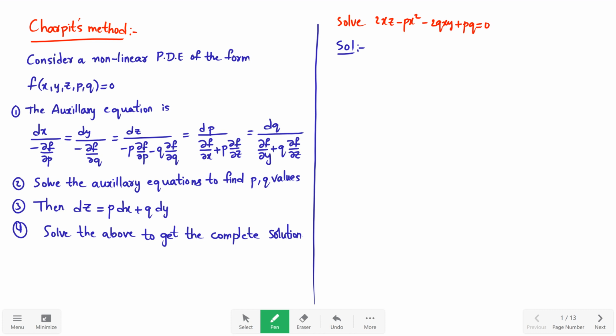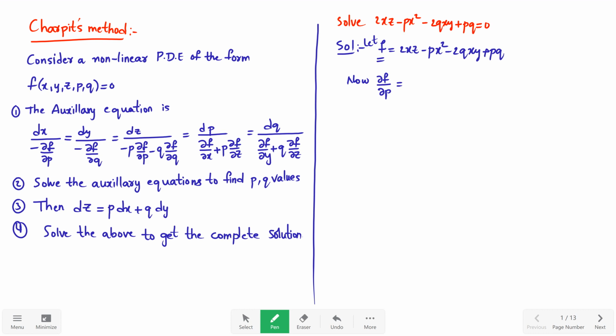So to find the auxiliary equation, we require f. That means here f is 2xz minus px squared minus 2qxy plus pq. To find the auxiliary equation, initially we require the partial derivatives of this f with respect to p, q, x, y, z. Let us now find ∂f/∂p.